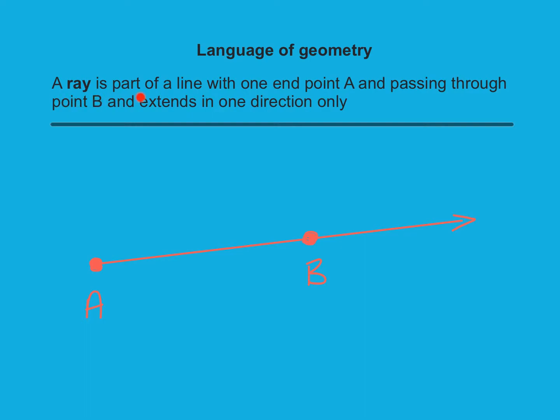A ray is part of a line with one endpoint, A, which is this one over here, passing through point B, which is that one over there, and extends in one direction only. So point A through point B, and it extends, because that's where the arrow is over there, in one direction only.